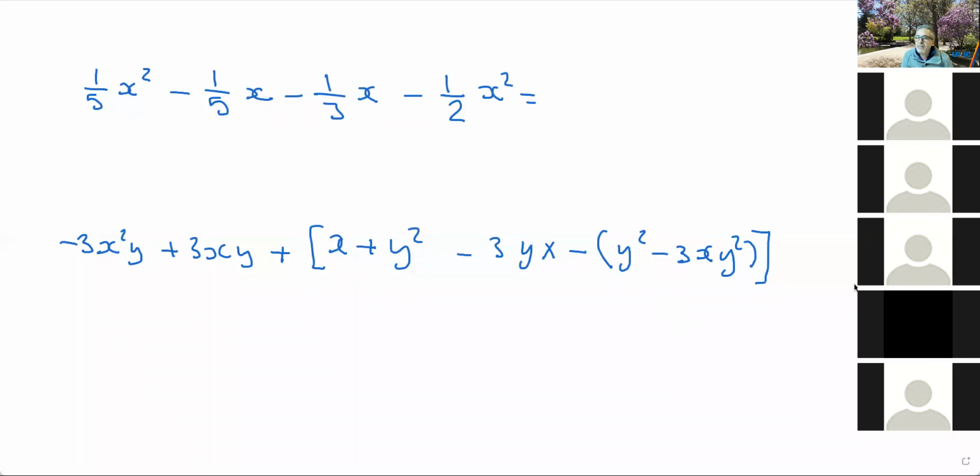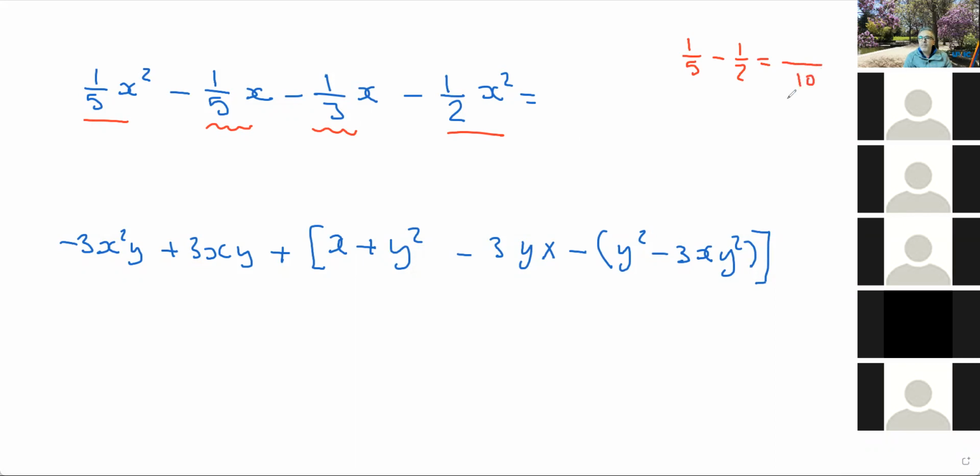Okay, so it seems like most of you are done both. So here, your best bet is to collect like terms. There's this one and this one, and then this one and this one. If I was you, I would just take the 1/5 by itself and subtract the 1/2, because that's 1/5 minus 1/2.